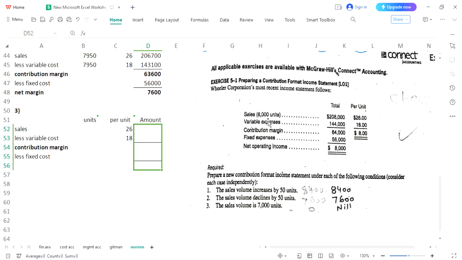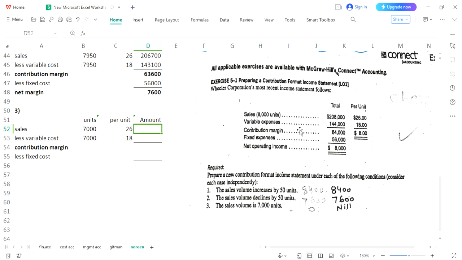Initially you were selling 8,000 units, and now you are selling 7,000 units. So simply you will change the number of units to 7,000. If you are selling the same number of units you must have in your possession, so the number of units sold and the number of units used for variable cost would always be similar.